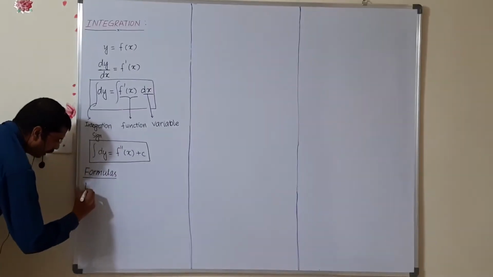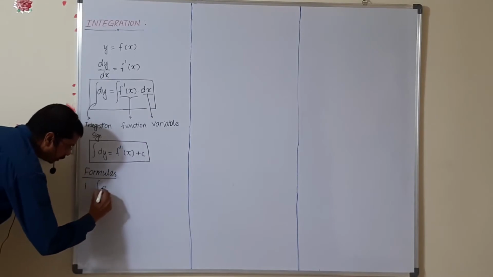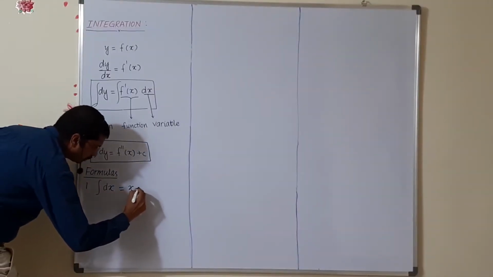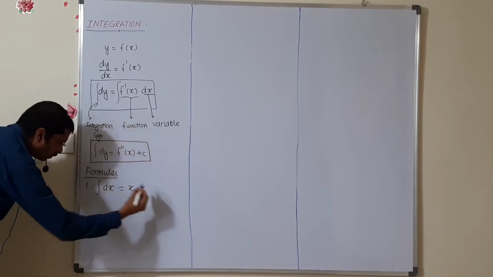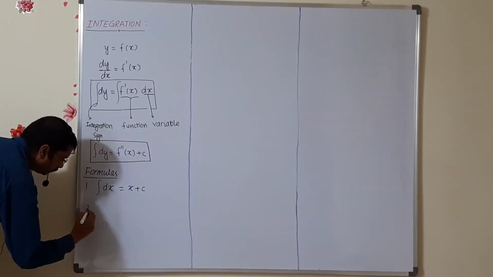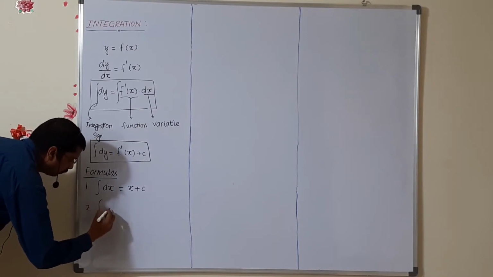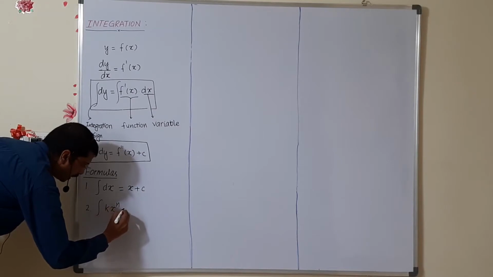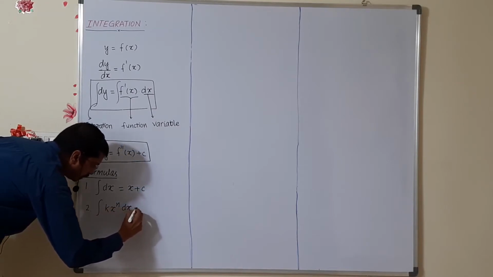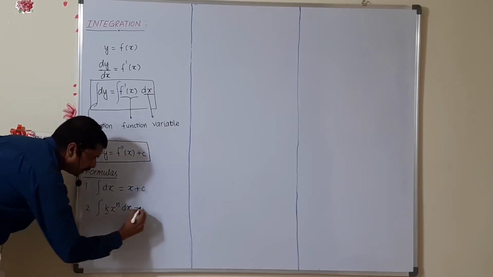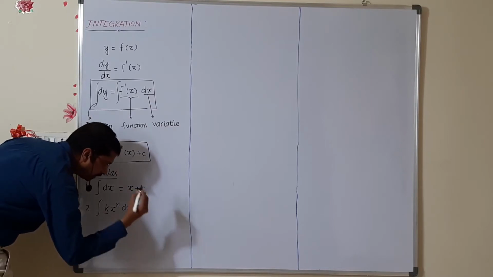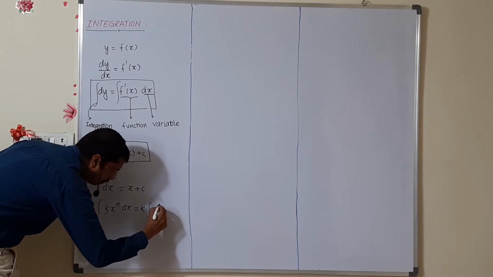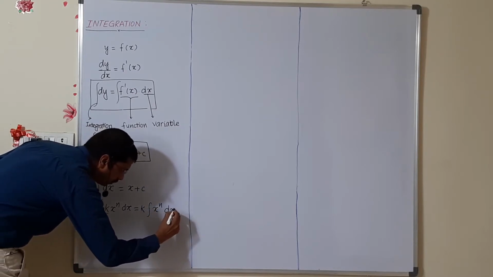The first formula is the integration of dx is x plus c. Second one, integration of kx to the power of n into dx. Here k is a constant. You take the constant as it is, and the power, what is that? We can write it is x to the power of n into dx.